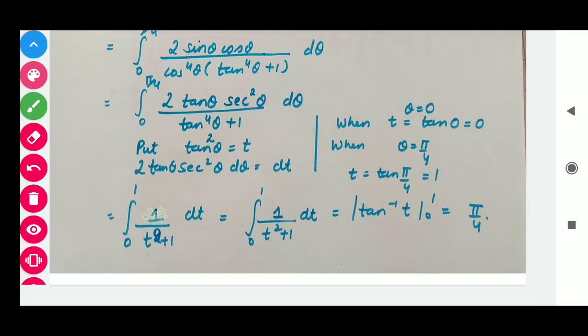So students, in this way today we have discussed the questions related to the substitution method. So students, keep more practice of this method.